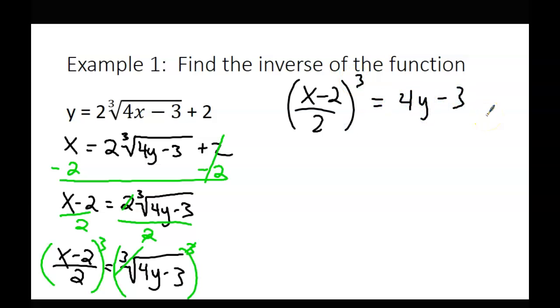We're getting there. And at this point, I would assume you guys probably wouldn't have too much trouble. But notice what I did first was I got rid of the numbers on the outside first. After that, I cubed both sides. And then from there, we just used some basic algebra to bring it home. So in this case, I'm going to add 3 on both sides.